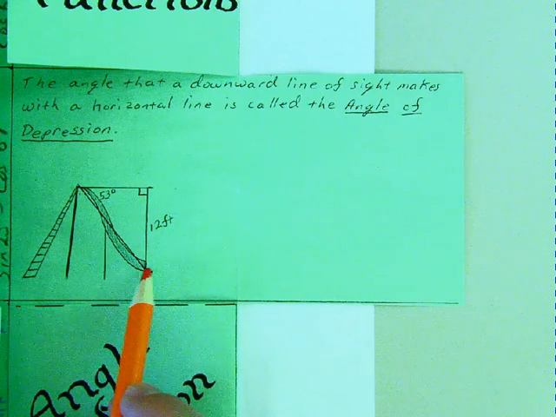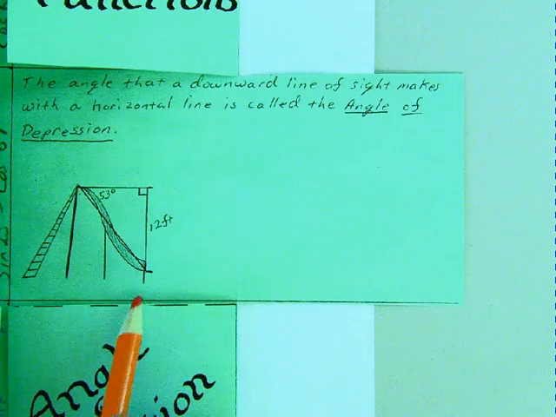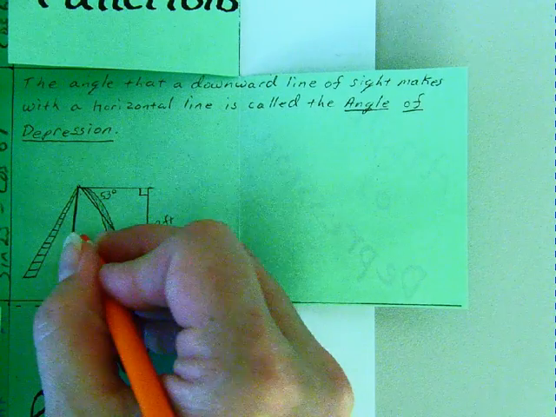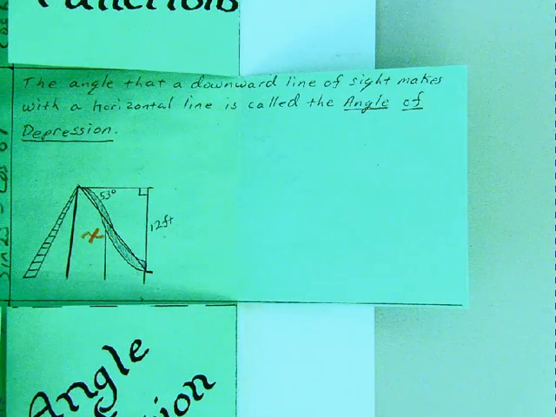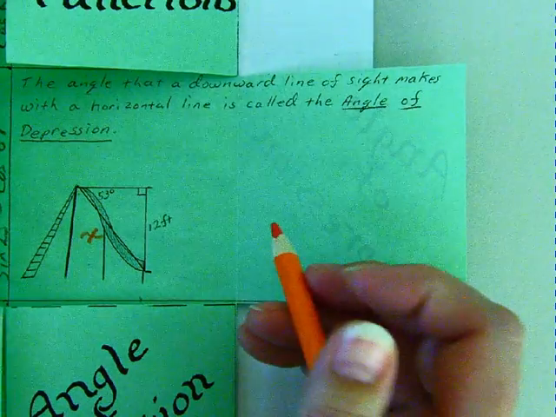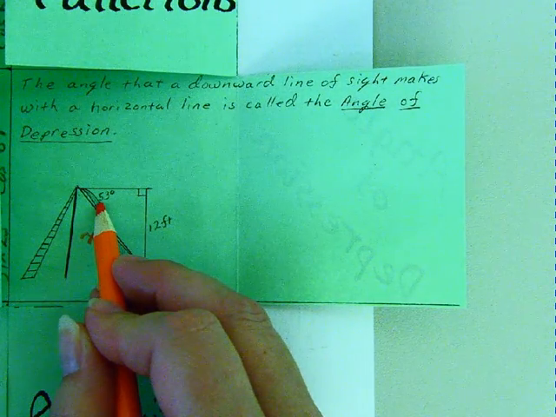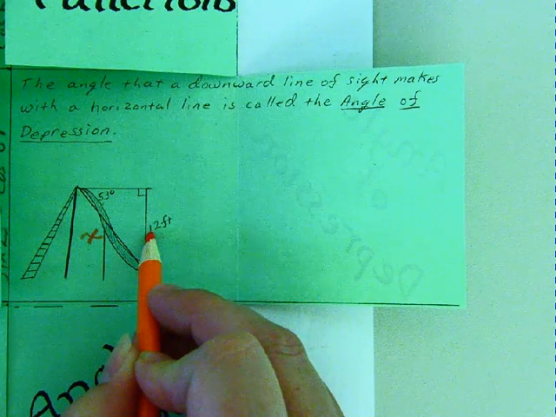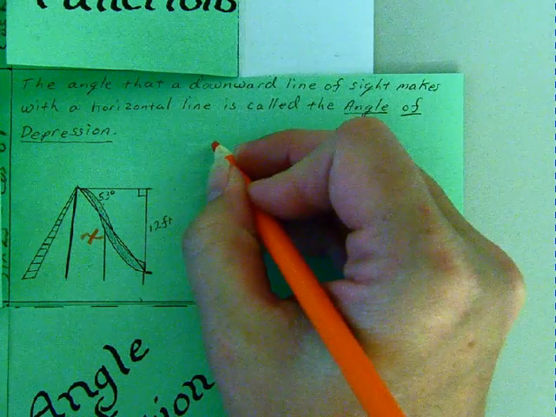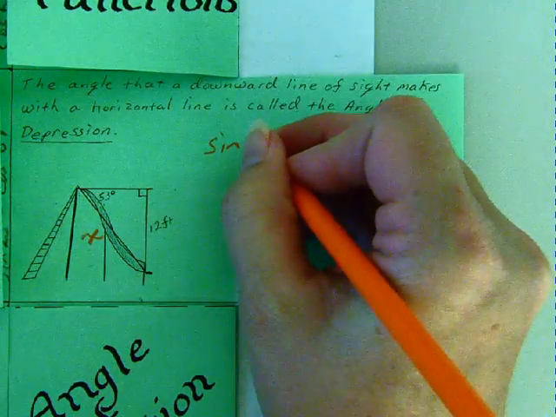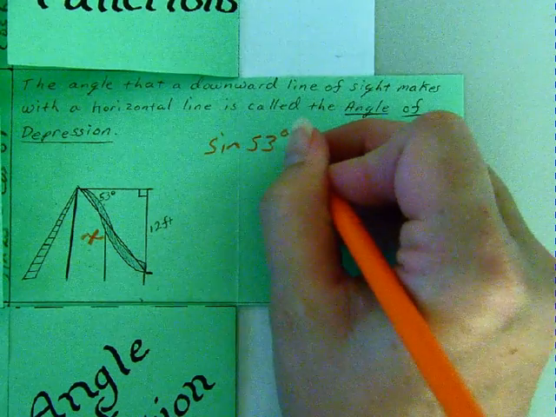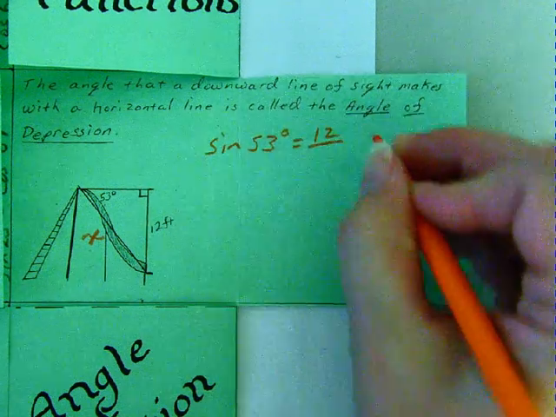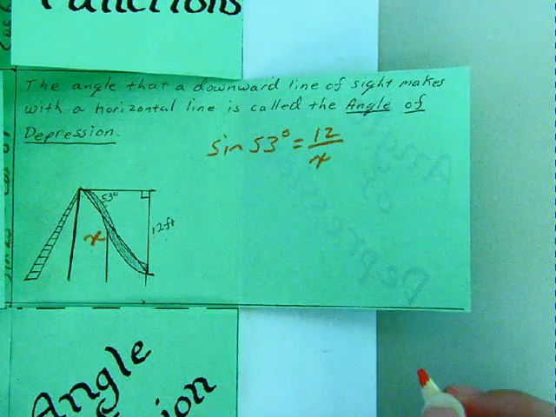So for this problem, we have a 53-degree angle of depression. We know that the slide from the bottom of the slide, not the ground, but the bottom of the slide to the top of the slide is 12 feet. We want to figure out how long that slide is approximately. In order to do that, I'm going to be using this angle of depression. I have a hypotenuse and I have an opposite, so that means I'm going to use sine of 53 degrees. I can use my opposite leg, which is 12, over my hypotenuse, which is x.